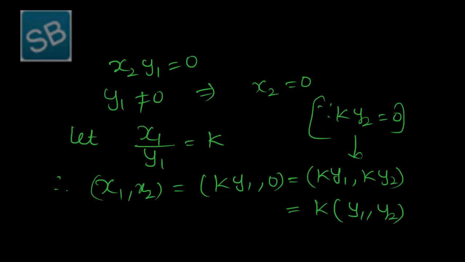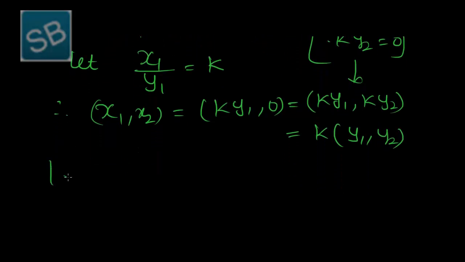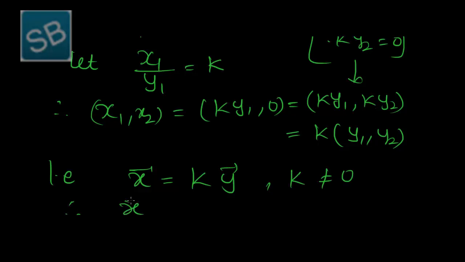That is, vector x is equal to k times vector y, where k is not equal to 0. Therefore, in this case, x and y are collinear.